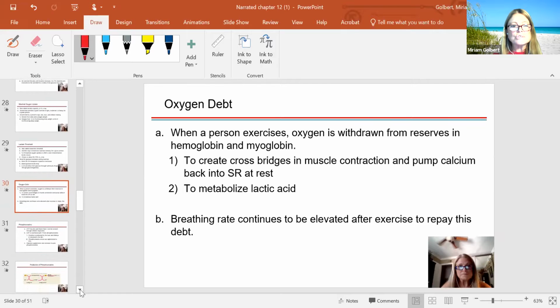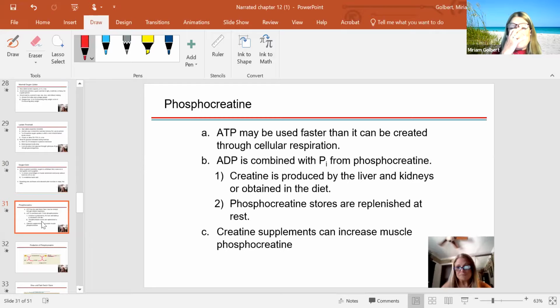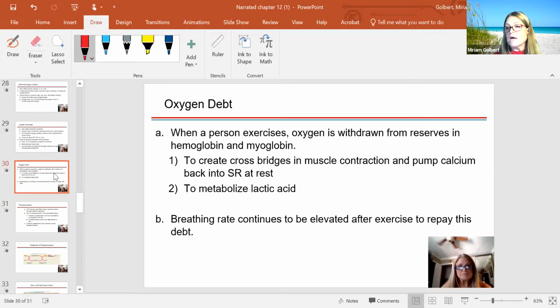Now, when you exercise, one of the byproducts of anaerobic cellular respiration is lactic acid or lactate. It's the same thing, lactic acid or lactate. So we need to break down lactic acid or metabolize it, okay? Because we have to get rid of lactic acid because lactic acid is an acid, and if it stays in the sarcoplasm, it may damage some of the contractile proteins, the myosin, the actin.